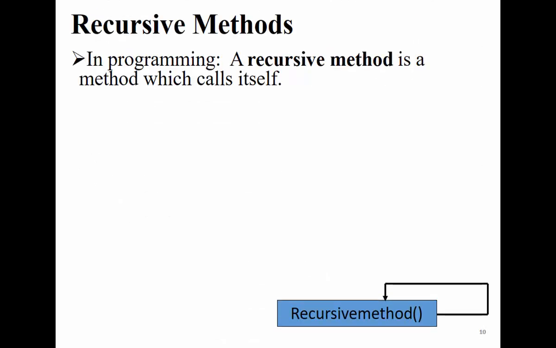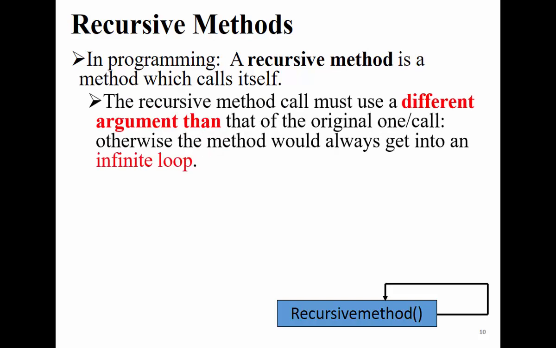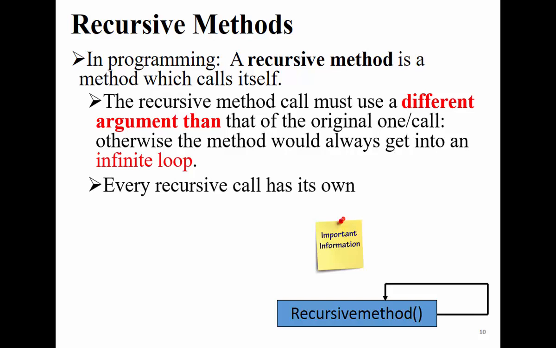So in the recursion method, we have a method that calls itself. The recursive method is called with different arguments. If you start with a specific argument, a recursive call should be with a different argument from the original call. If you call with the same argument, you end up with an infinite loop. Okay? So these three things that we're going to discuss now are important to keep in your mind.